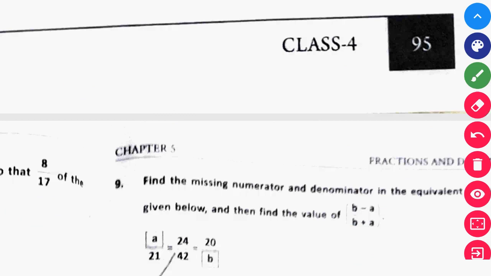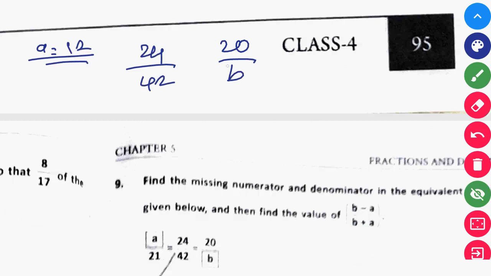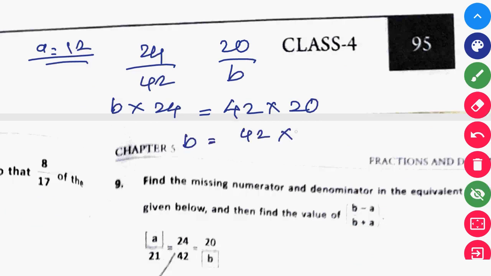Now see, we had found the value of a as a is equal to 12. Now 24 upon 42 and 20 upon b is also an equivalent fraction. So b multiplied by 24 is equal to 42 multiplied by 20. So b is equal to 42 multiplied by 20 upon 24.